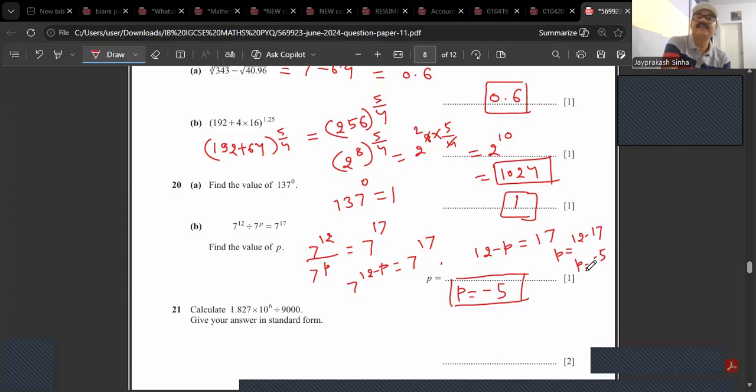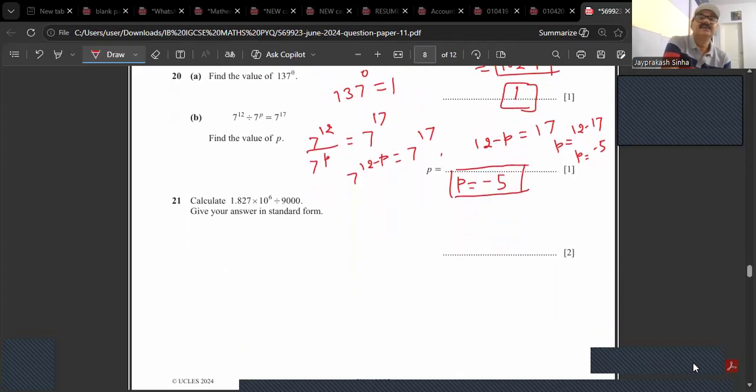So I am making a block around the correct answer, so that you should not get confused. Next problem.